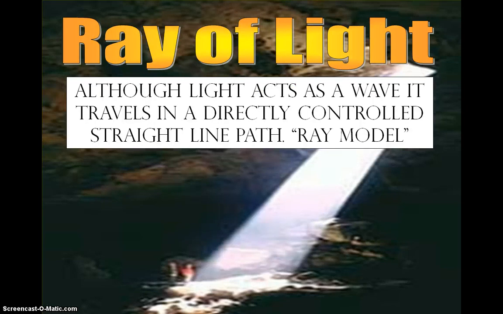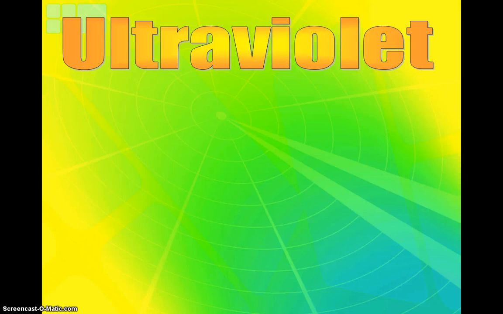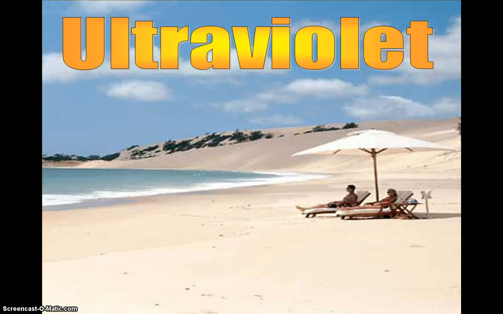Now, when we look at light in this unit, we're going to treat it as having a starting point and an ending point. So it's going to be like a ray or a vector. And this will come into play when we look at mirrors and lenses and determining how mirrors and lenses produce images.